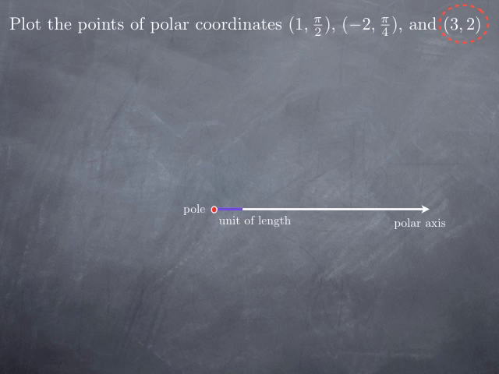Then we have a point of polar coordinates (3, 2). The second coordinate corresponds to the angle measured in radians. So this is really 2 radians, which in degrees would be 360 degrees divided by pi, because 2 pi radians is 360 degrees, and therefore 2 radians is approximately 115 degrees, which would look like that. So that fixes the direction, and now we go 3 units of length along this direction, 1, 2, 3, here is our point.